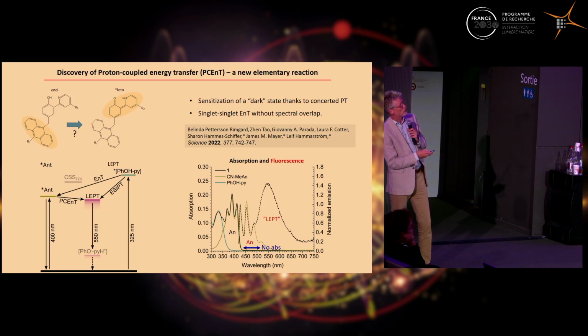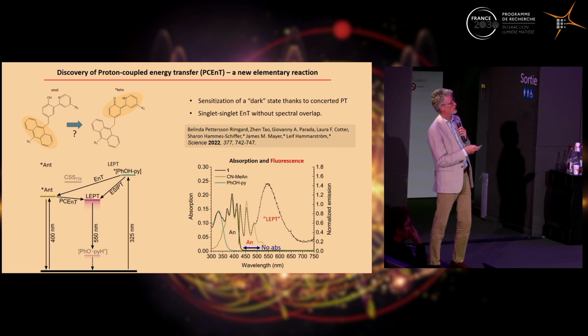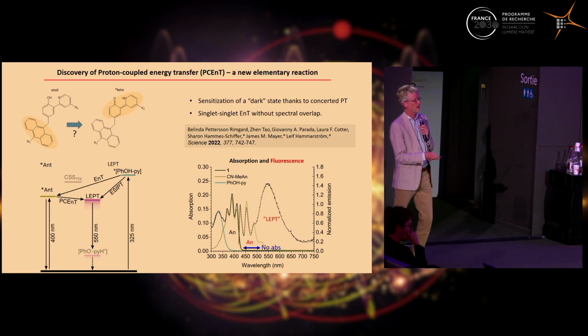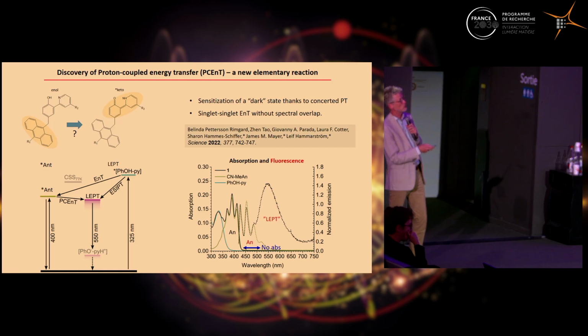The problem is that you also cannot transfer the proton without transferring the energy, because it's also more than 0.15 volts uphill. Consequently, you never see a direct absorption of the keto form. This would be going from here to here, right? So there's no absorption here. You see anthracene fluorescence here, no absorption, but you see the fluorescence from what we call the local electron-proton transfer state, which is a keto form.